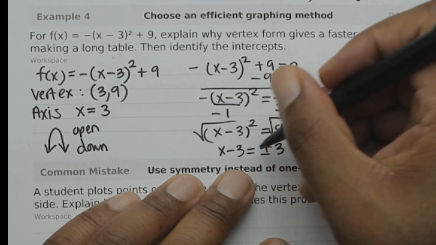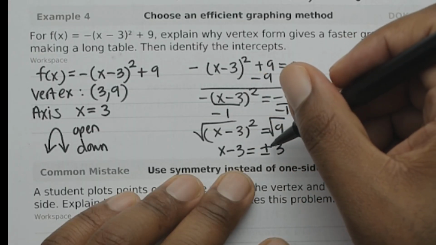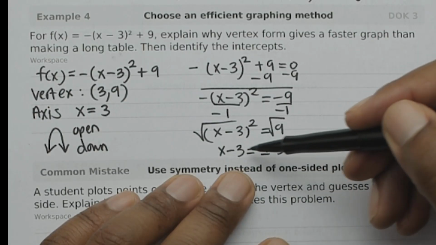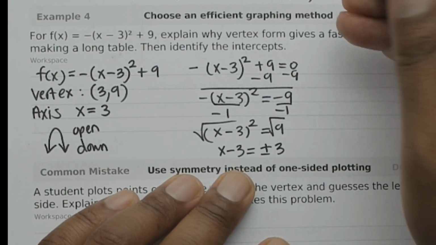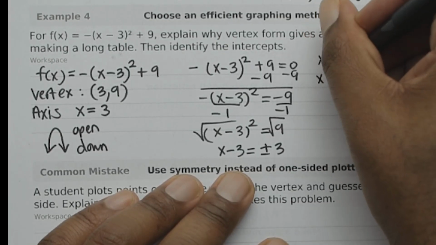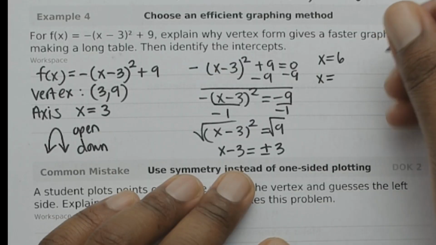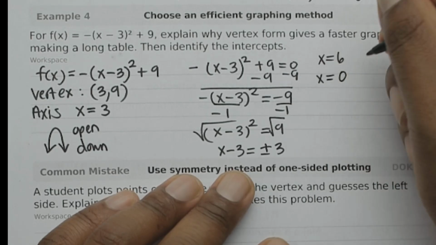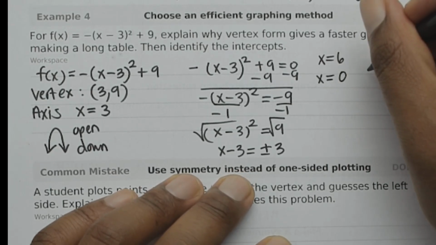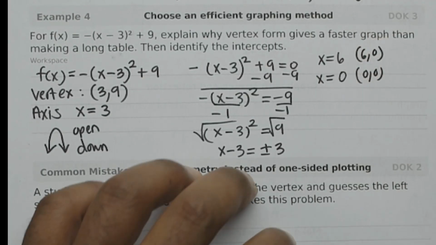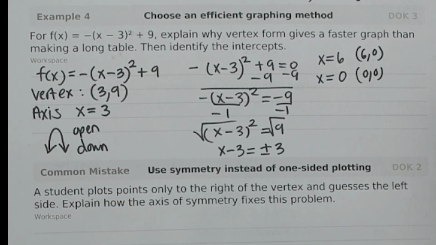Okay, we have one with a positive 3, so we add 3 to the positive 3, and we have x is equal to 6. Then we have another where we add 3 to a negative 3, so it gives us 0. So on one hand we have (0, 0), and on the other hand we have (6, 0). Okay, so those are our x-intercepts.